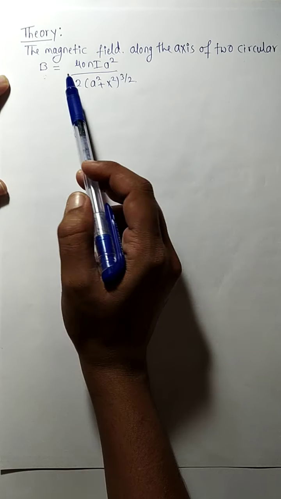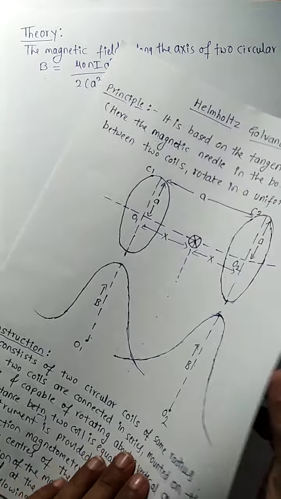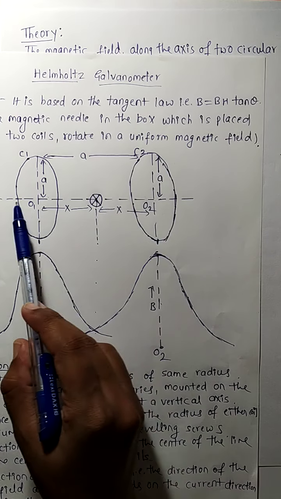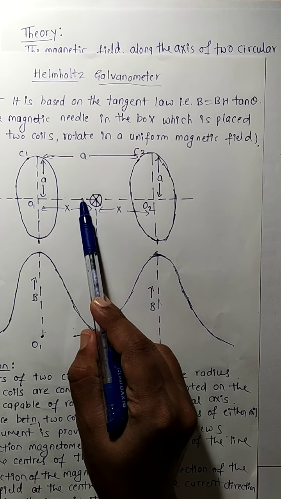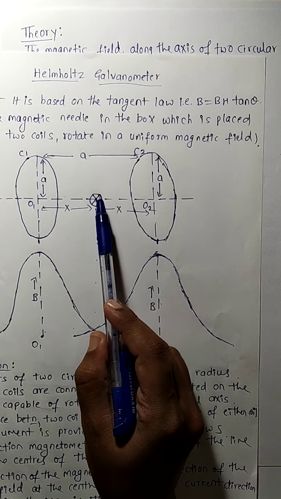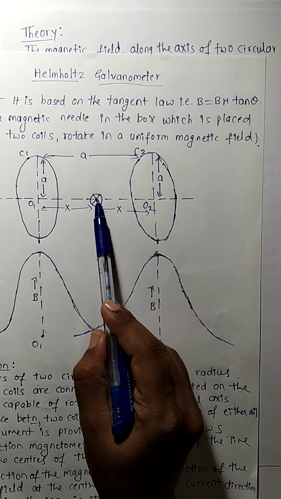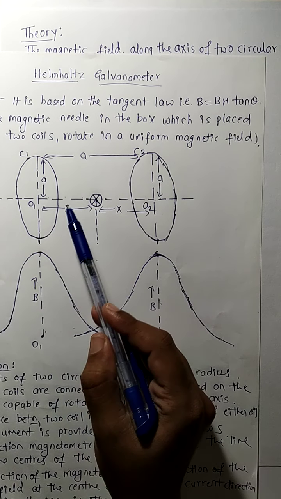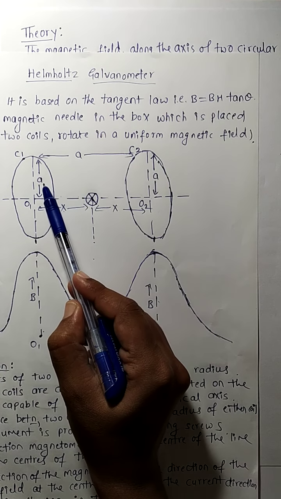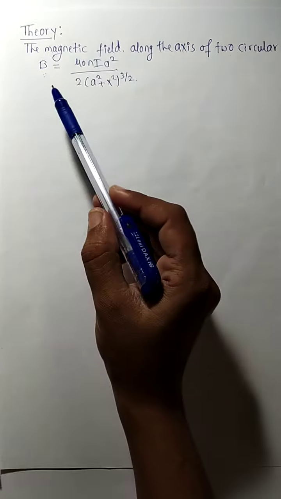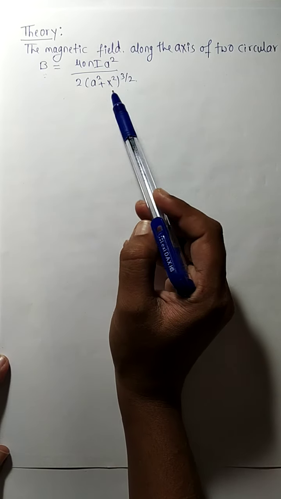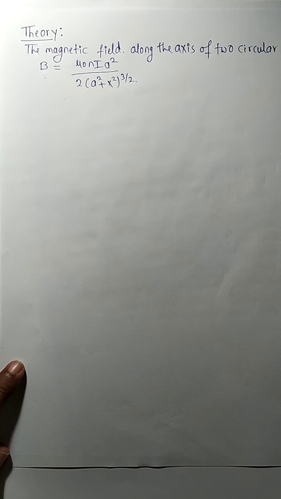Here you see, this is the axis, the line joining the centers of these two coils. At any point on it, we can calculate the magnetic field. First I took the magnetic field here, at a distance of x, and the radius of that coil is equal to a. For that I wrote the equation B is equal to mu naught N i a square divided by 2 times (a square plus x square) raised to 3 by 2.